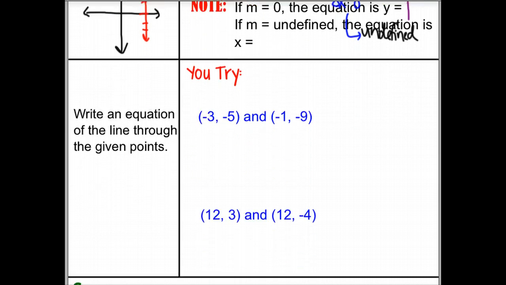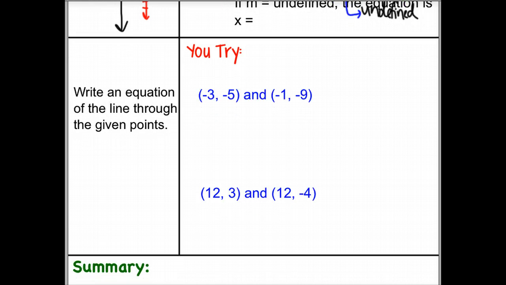So now go ahead and try these you-try problems and don't forget your summary.